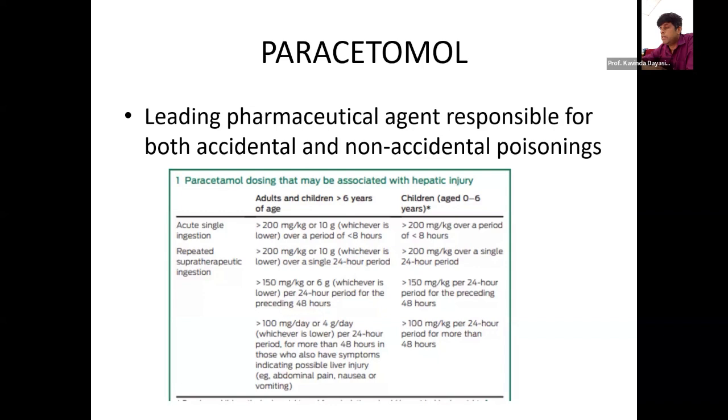And we can do the paracetamol level and then plot it on the Rumack-Matthew nomogram.